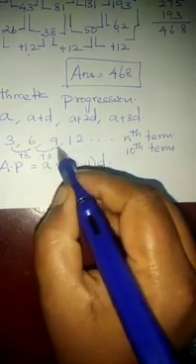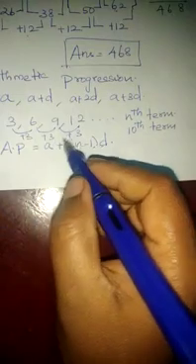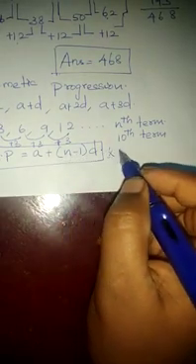Why are we saying it's an arithmetic progression? It is just the addition of a common number. See, plus 3, plus 3, plus 3. So we can say this is an arithmetic progression. This is the formula for arithmetic progression. Don't forget it: a plus n minus 1 into d.